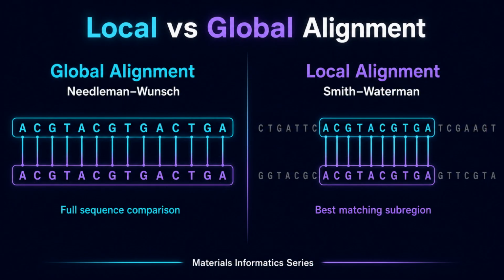There are two main types of alignment. Global alignment, using the Needleman-Wunsch algorithm, compares entire sequences end-to-end. This is best for sequences of similar length. Local alignment, using Smith-Waterman, finds the most similar subregions. This is what BLAST uses, making it effective for finding conserved domains even when overall sequences differ.